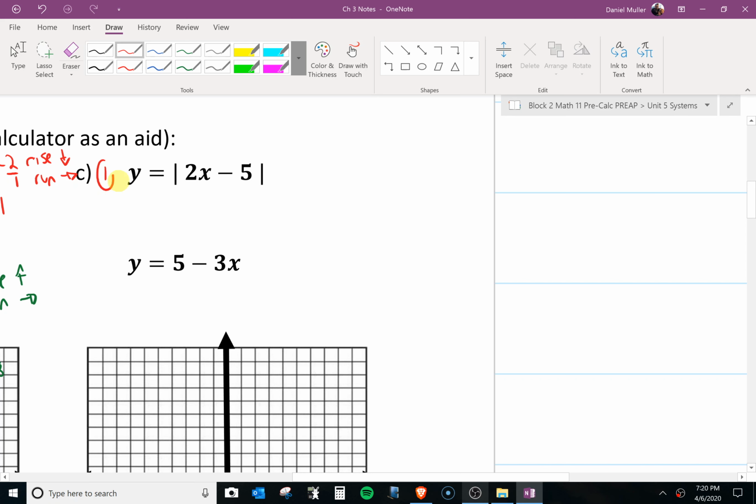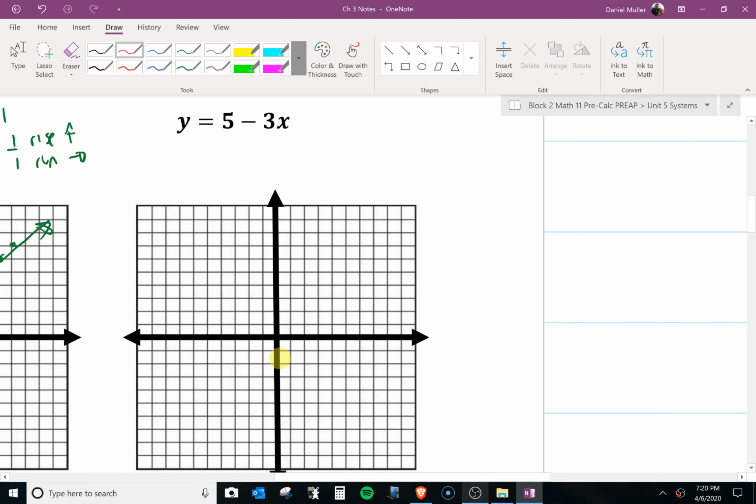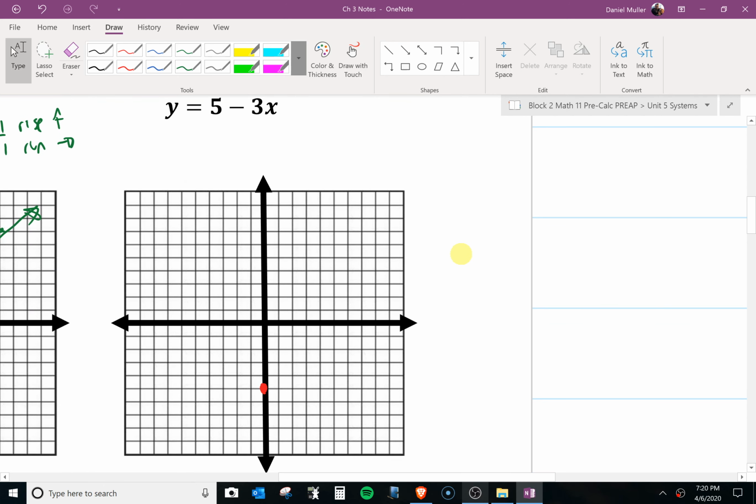So this is 1. Our b value is going to be negative 5, and our slope is 2. Now that's 2 over 1. So that's a rise, and that's a run. So you're going to rise up 2 and run to the right by 1 because they're both positive. So I'm going to start down here at negative 5. So negative 1, 2, 3, 4, 5. And then my slope is 2 over 1. So up 2 over 1, up 2 over 1, up 2 over 1, up 2 over 1. And then start back here, go down 2, left 1, down 2, left 1.